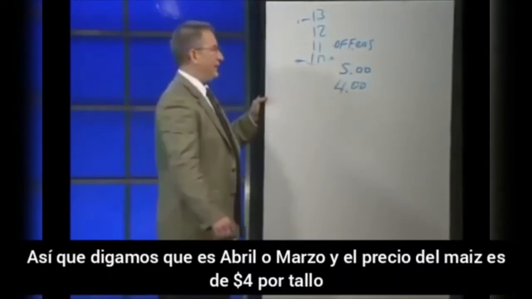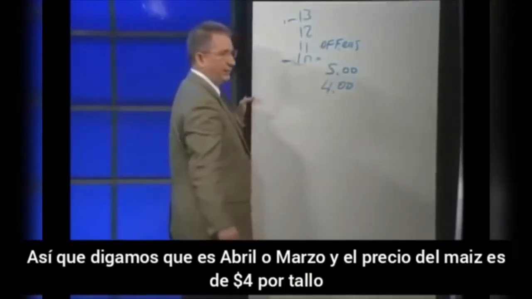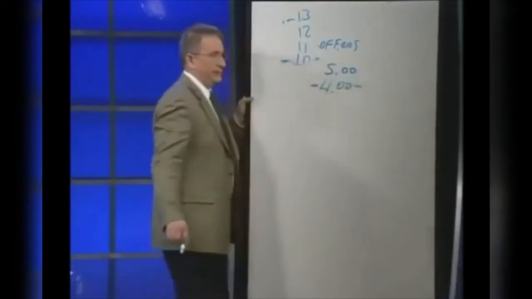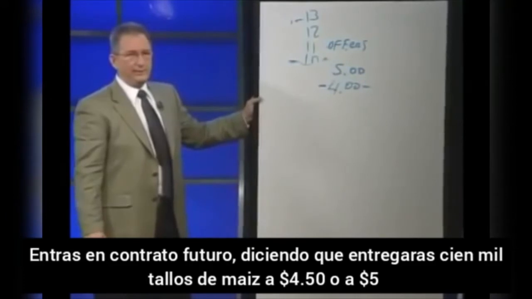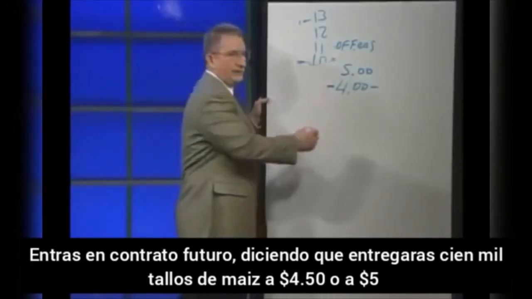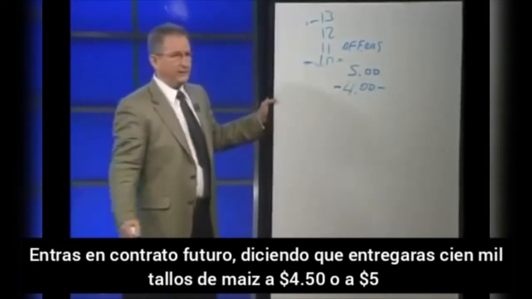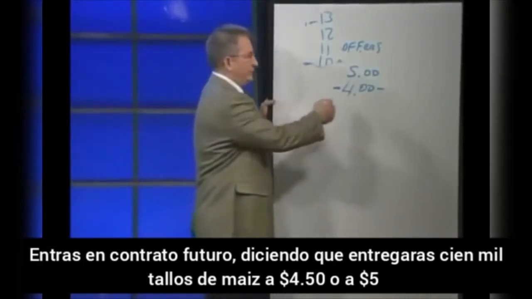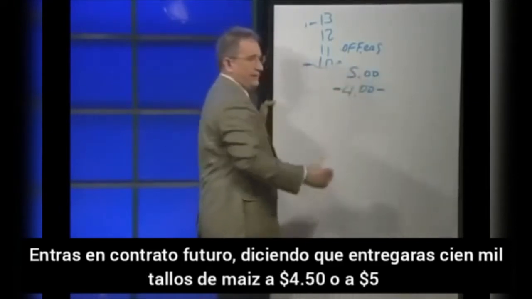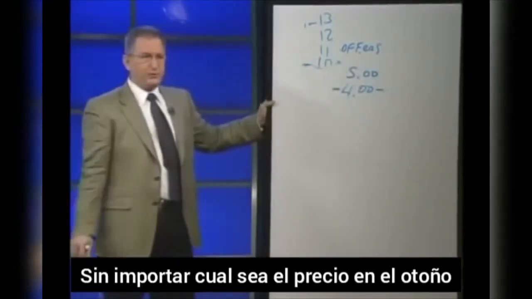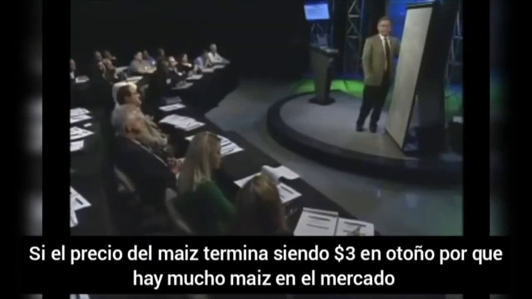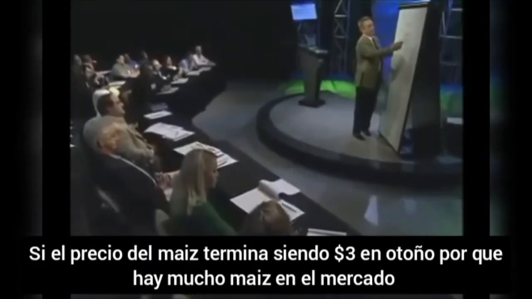So what ends up happening is that if, let's say, it's March or April, and the price of corn is $4 a bushel, you enter into a forward agreement with the end user, and they say, hey, I will deliver 100,000 bushels of corn at say $4.50 a bushel, or whatever price they agree on, or $5 a bushel, regardless of what the price of corn is in the fall.